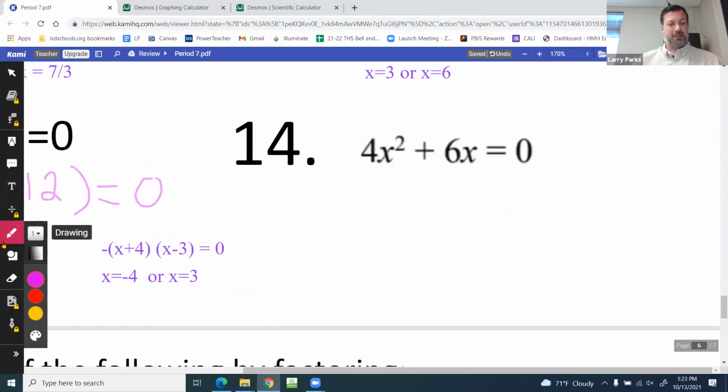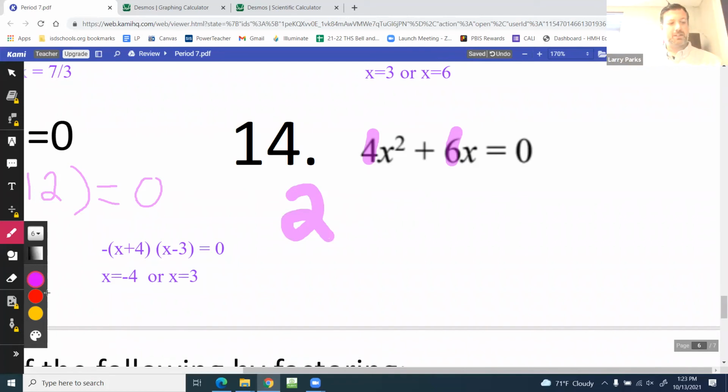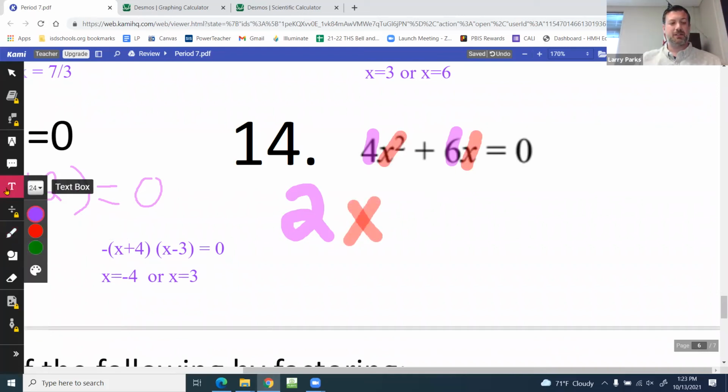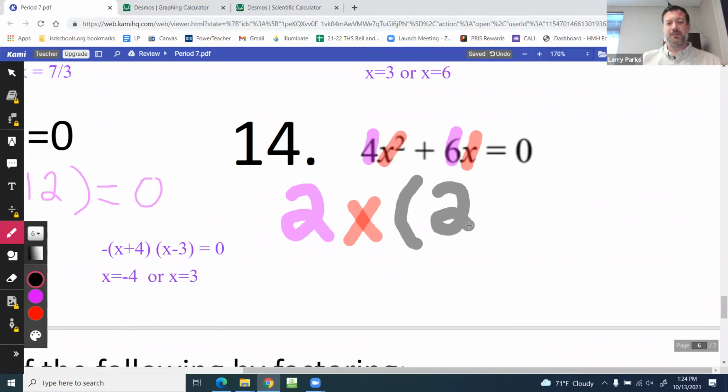We do need to preserve that negative. All right, this problem. I look at my 4 and my 6, and you always look for a GCF first. The GCF of 4 and 6 would be 2. Now the GCF for x squared and x would just be 1x. Now what's left over? 4x squared divided by 2x is just 2x. Why am I writing so big? I don't know. 6x divided by 2x is 3.